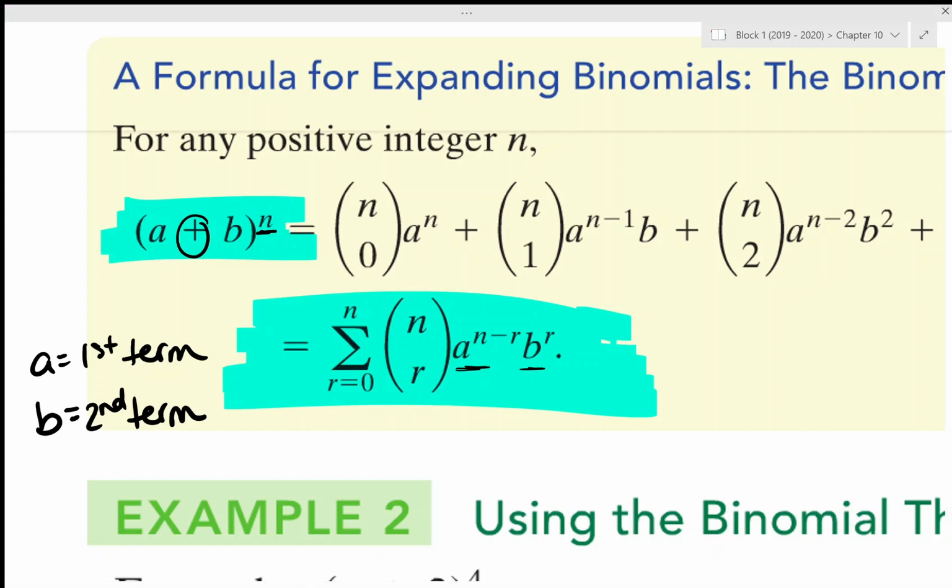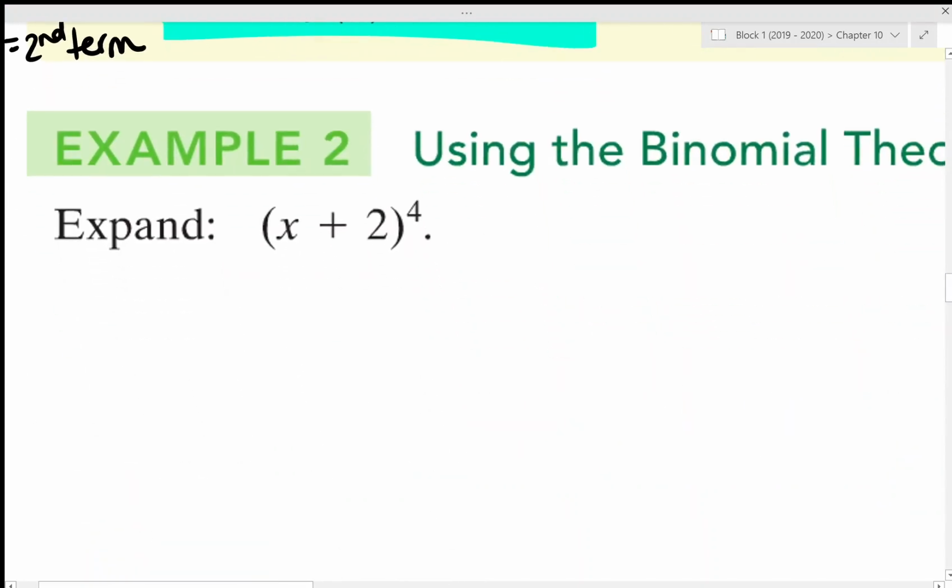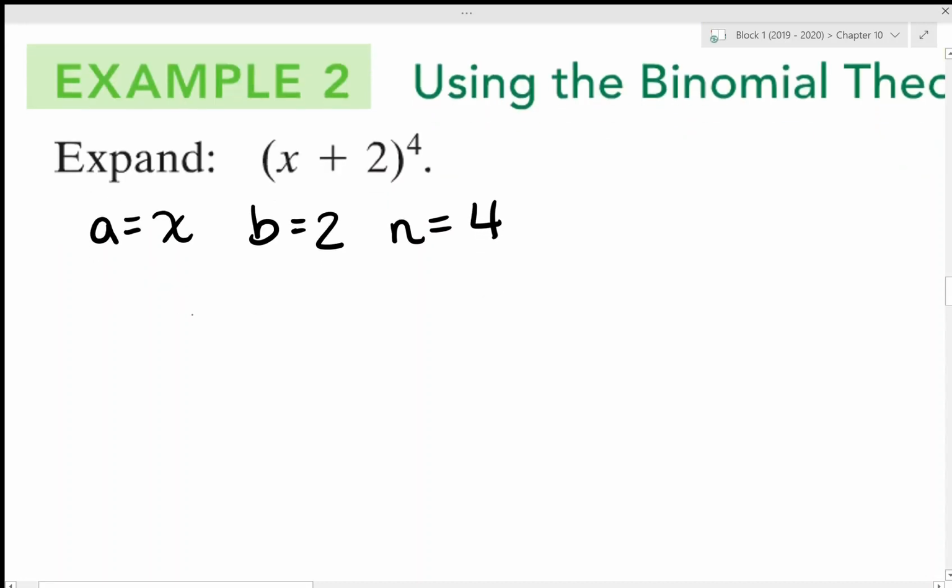Now I know that seems really crazy, but don't worry, we're going to get through this. So let's say I ask you to do x plus 2 to the 4th power. Instead of doing all that FOIL, what I need to notice is that A is my first term, which is x. B is my second term, which is positive 2. And N is my power, which is 4. Start by laying out everything you have. I'm going to do the sum where I go up to my N, which is 4, and an R of 0. R stays R, because R is what's going to change. Your A, your B, and your N do not change.